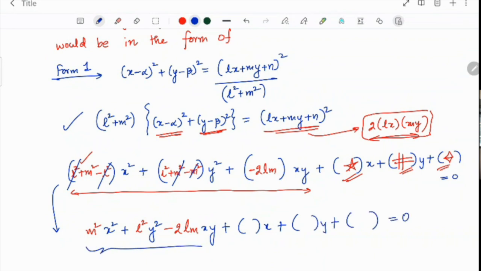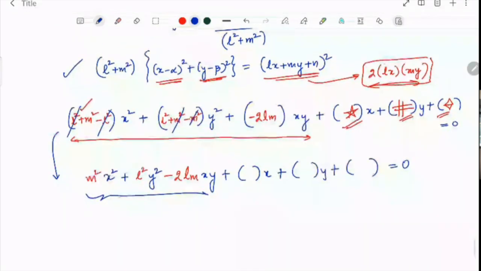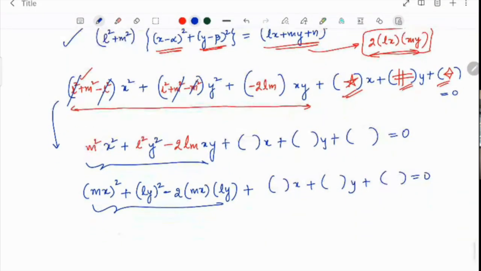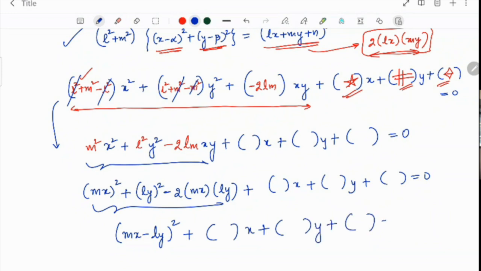All right. What did you notice here? The second degree terms. M minus L. Very good, very good. This is mx whole square and ly whole square minus 2 into mx into ly, right? Plus something into x plus something into y plus something is equal to 0. That means this is going to be a square plus b square minus 2ab. It is mx minus ly whole square. That means these second degree terms form a perfect square.